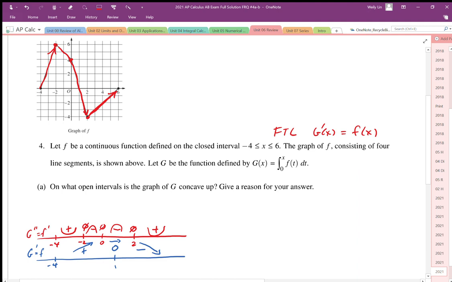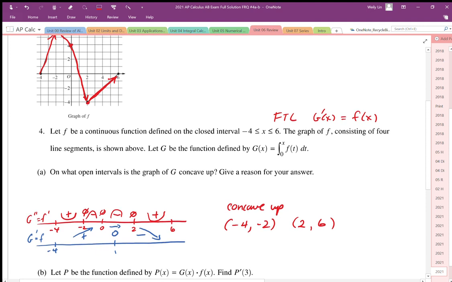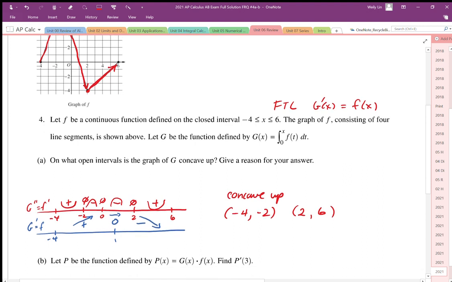So based on the concavity chart, we can state that it is concave up in the open interval from -4 to -2, and then from 2 to +6, which are our endpoints. So +6 would be right there. The concavity chart is going to give us the reason for the answer. We're going to justify the answer in that way.